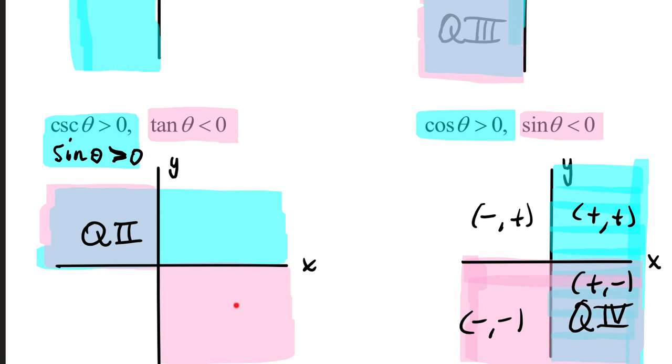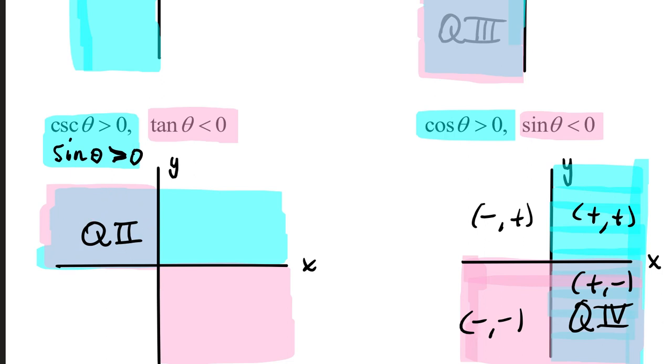In quad 4, x's are positive, y's are negative, so they'll divide out to a negative value. And the same thing is true for quad 2. You have negative x's and positive y's. A positive divided by a negative is negative overall. Where these two quadrants overlap is quadrant 2.